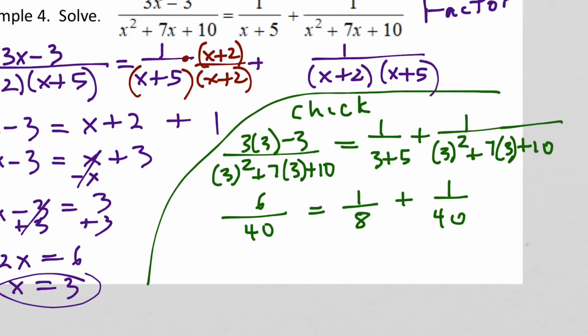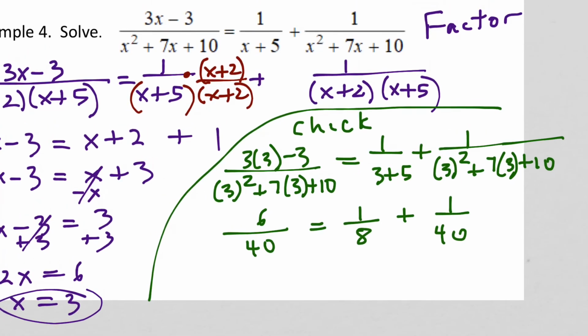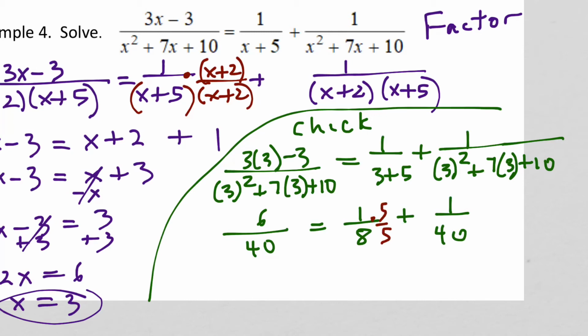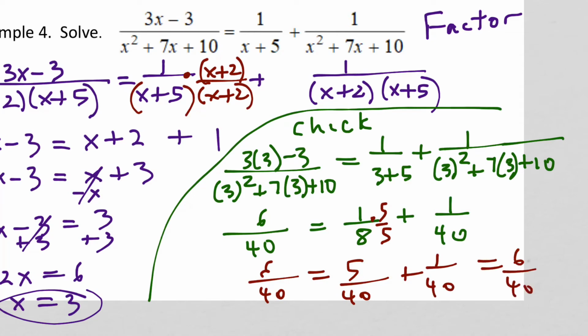All right, I sped this up a little. I substituted 3 into my original equation. You have to go all the way back to the original equation to check it. I substituted in on the left and the right side. I got these numbers here so far. Now I can get, let's multiply this by 5 over 5. So I've got 6 over 40 is equal to 5 over 40 plus 1 over 40, which is equal to 6 over 40. Okay, so that checks. So your answer is x is equal to 3.